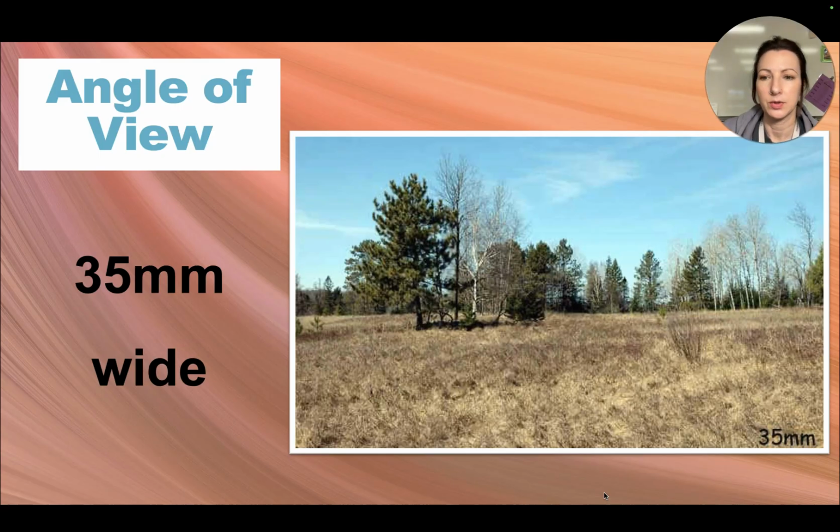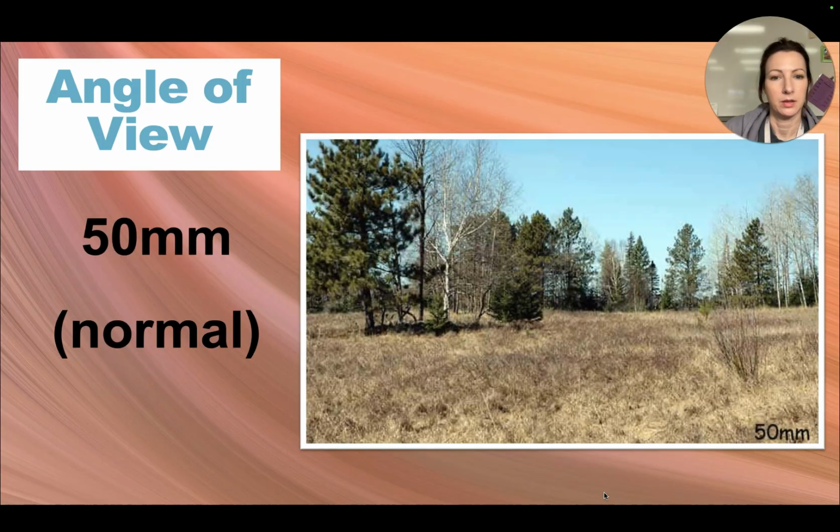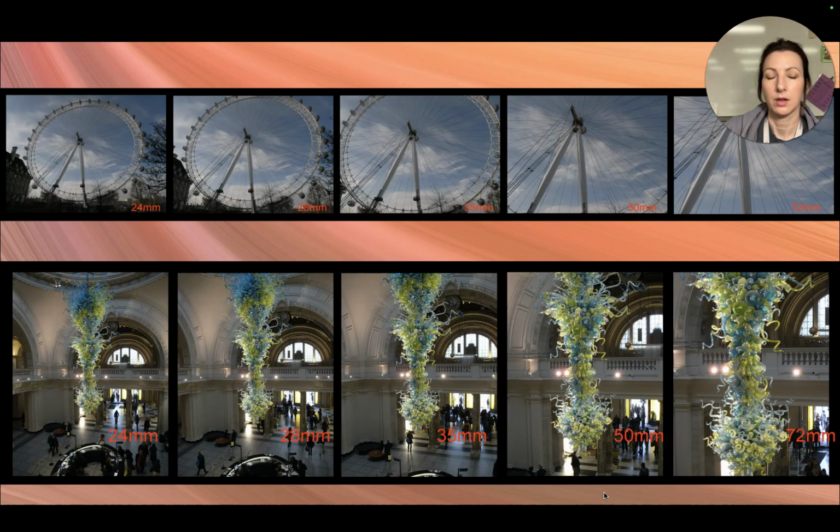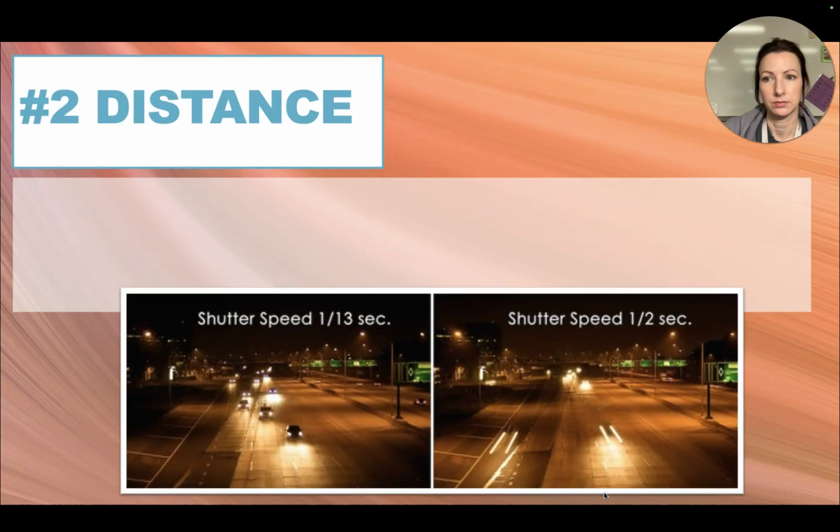So this is an example of a 35 millimeter standing from the same spot, a 50, and then 105. So just changing the lens, you're going to change your angle of view. Here's another example. You can pause if needed. So the longer the lens, the less you can see in front of you, the more compacted it is.